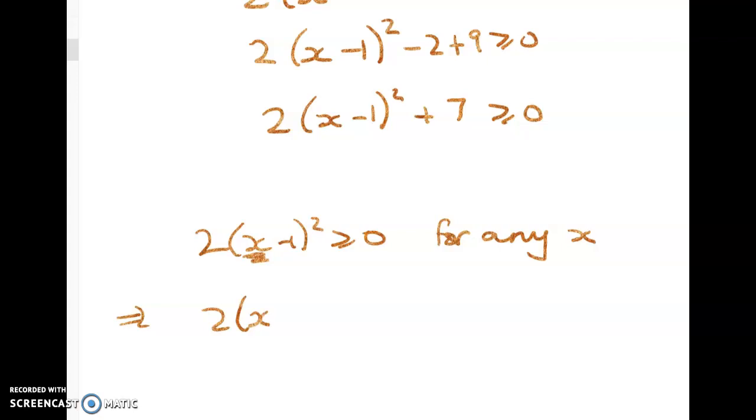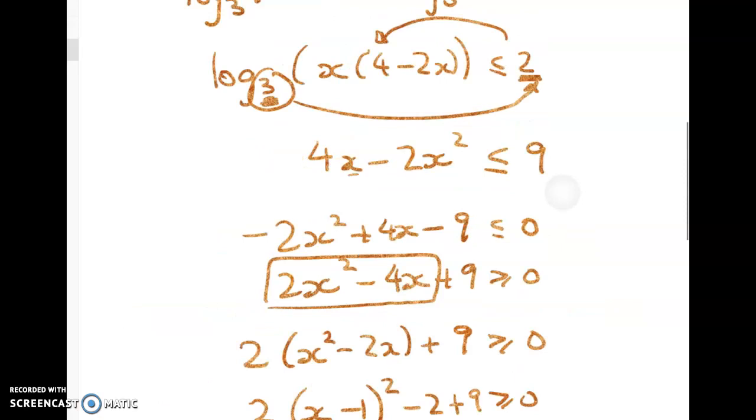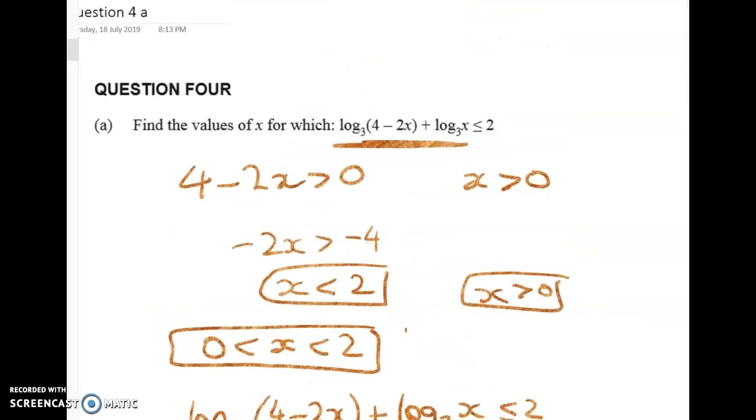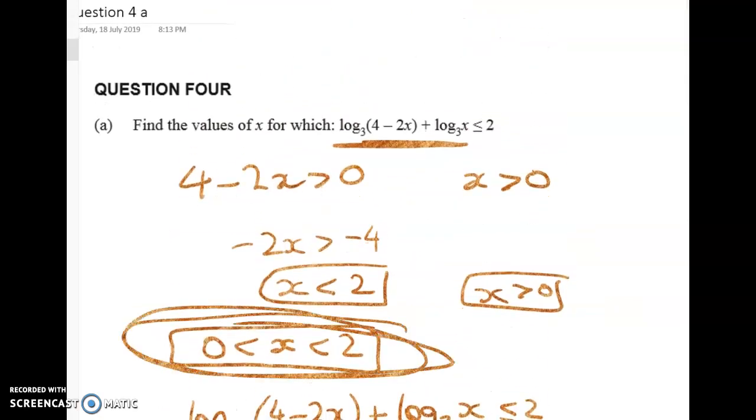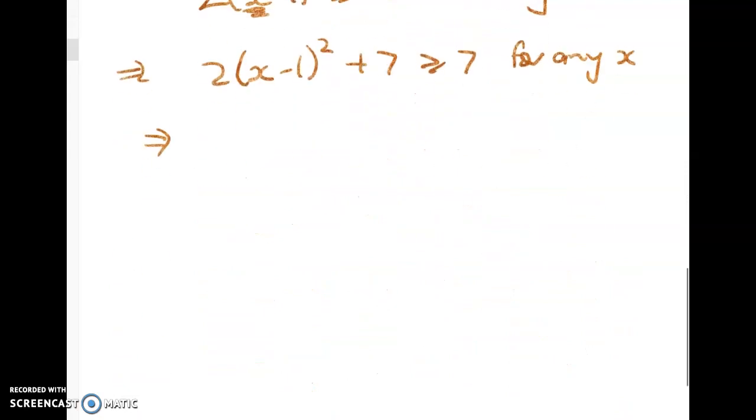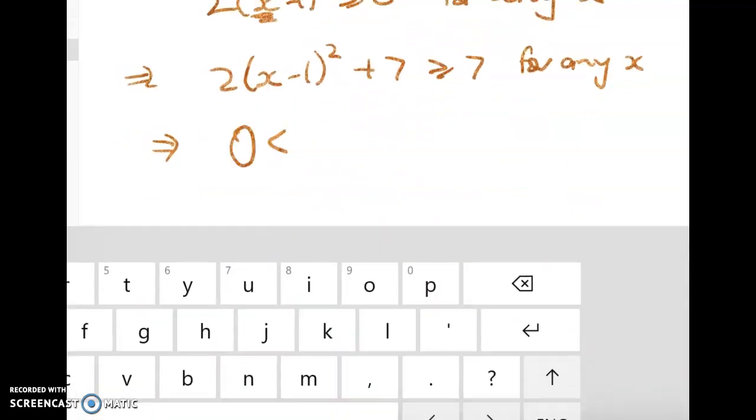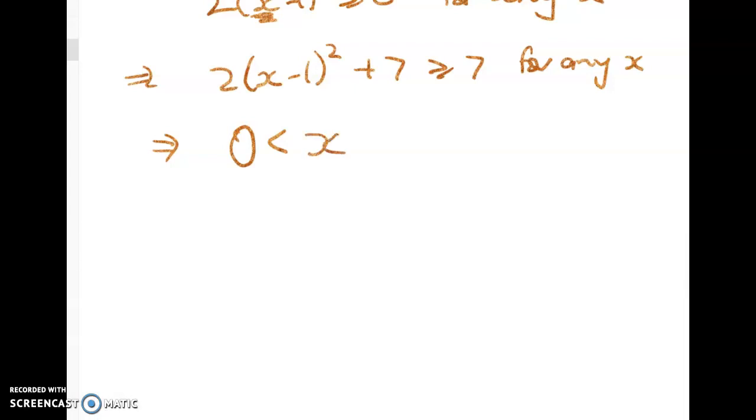So 2 into x minus 1 squared plus 7 is greater than or equal to 7 for any x. So what does that leave me with? Well, I'm back to the conditions that I worked out right at the start, which is this thing here. So that's my final answer. So all of that work in the middle turned out to be for nothing. x must be between 0 and 2 for the inequation to hold.